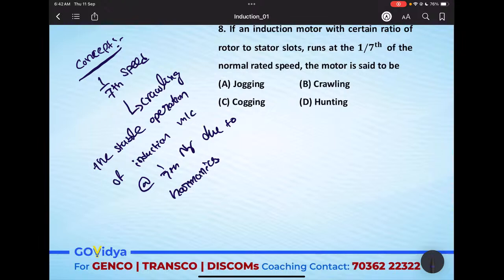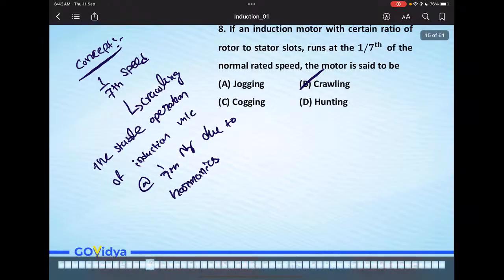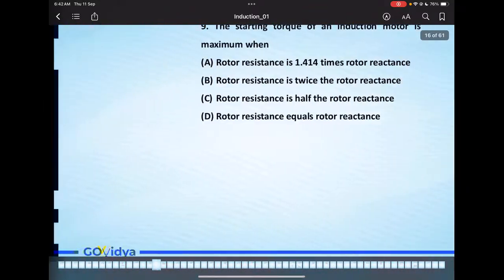That means if the induction motor falls down to 1/7th of its rated speed and is not able to increase its speed, and it is continuously running at 1/7th of rated speed with stable operation, then that state of operation is called crawling. Okay, so our option will be B. Is it clear? Let's move on to the next question.